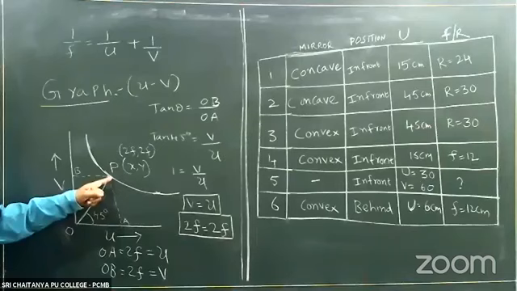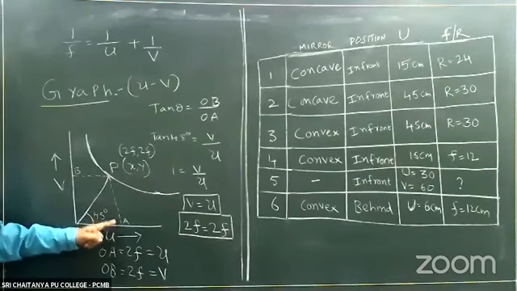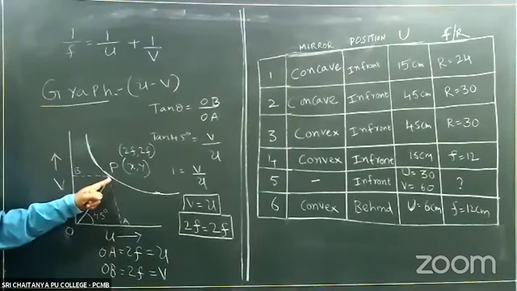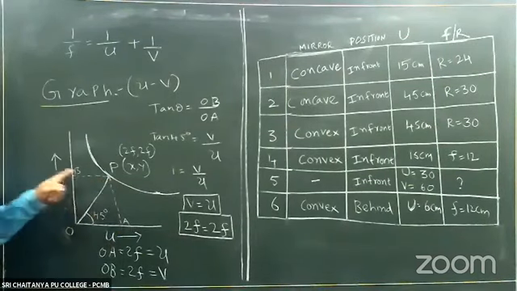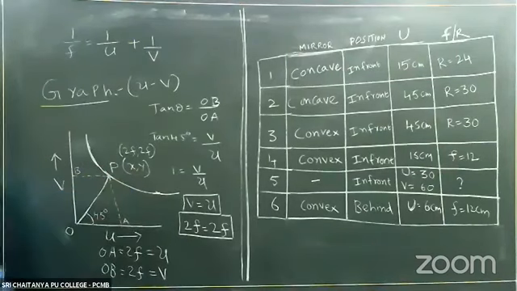From the point P, drop a perpendicular line onto the x-axis. It will intersect at point A. From the point P, drop a perpendicular line onto the y-axis. It will intersect at point B. Coordinates of point P are x comma y. How to calculate the values of x and y?